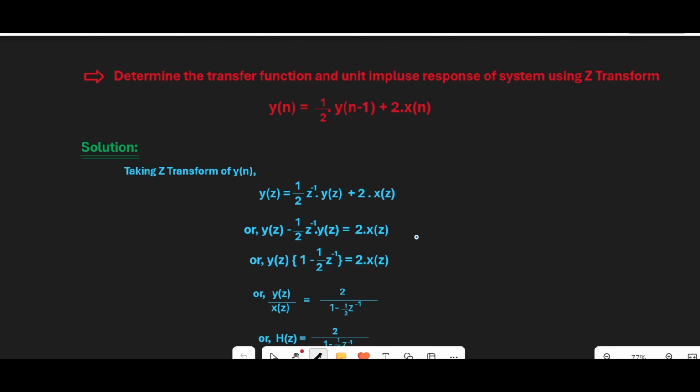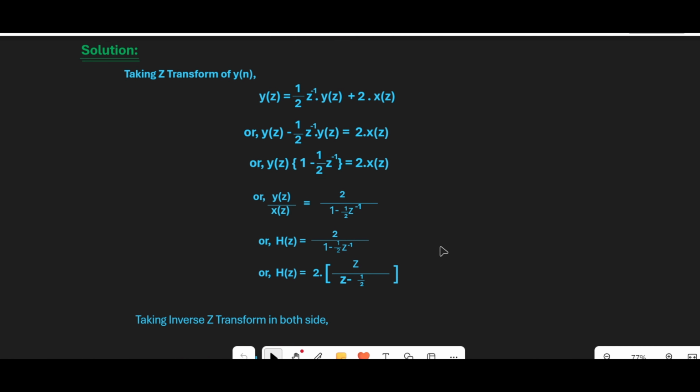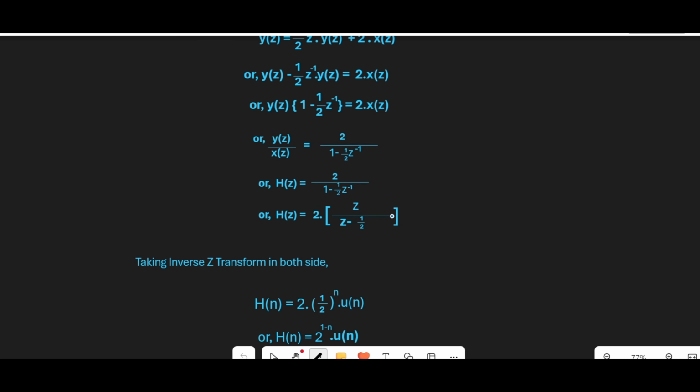After solving this equation, we can find Y(z) by X(z) equal to 2 by 1 minus half into z inverse 1. Y(z) divided by X(z) is the impulse response, and this is H(z), the transfer function H(z). Finally, H(z) equal to 2 into z by z minus half.